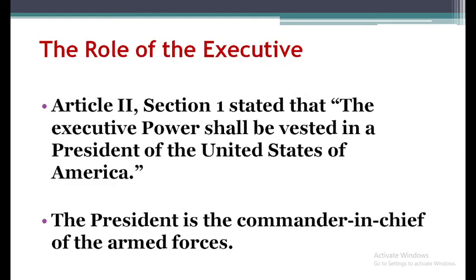Now let's come to the role of the executive. The second article of the Constitution, Section 1, states that the executive power shall be vested in a President of the United States of America. In other words, the President represents the executive branch of the government. The President is also the Commander-in-Chief of the Armed Forces.